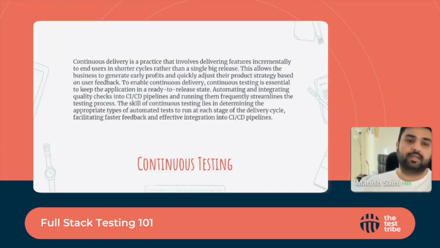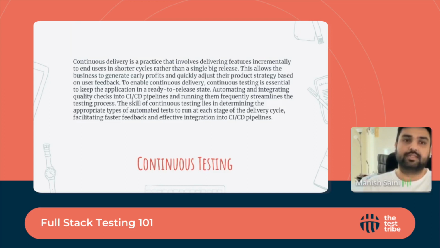Okay, so the next thing is continuous testing. Currently, this is an issue in our industry. People have started automation, but they don't know where to run it. I have met a person who talked to me about their team, where they have a person who writes automation tests, but he runs the automation tests after the regression, on his local machine.